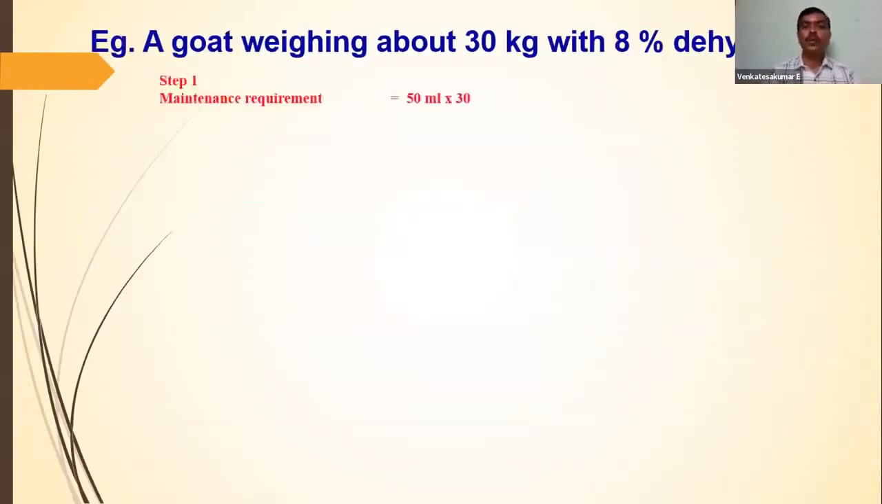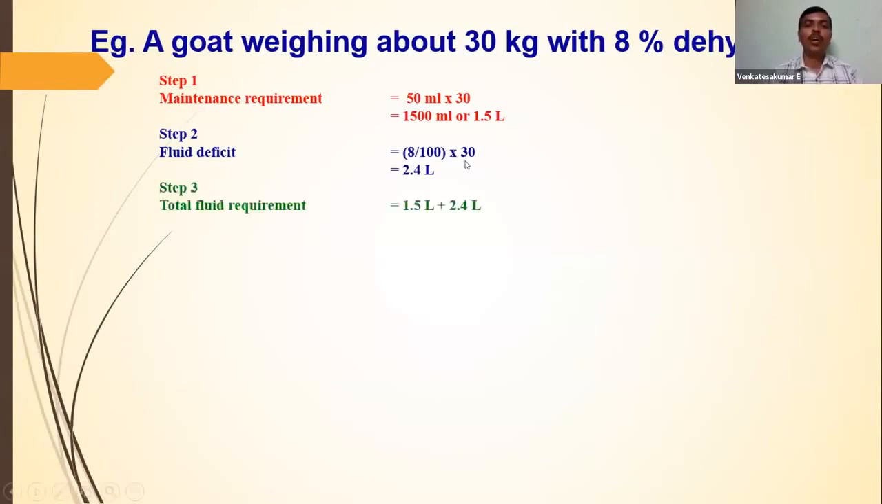Step 1, maintenance requirement for an adult animal. A goat weighing 30 kg has roughly 8% dehydration. Next step is maintenance requirement: 50 ml times 30 gives 1.5 liters. Next, fluid deficit. We know it has 8% dehydration, so 80 ml times 30 gives 2.4 liters as the fluid deficit. Next is total fluid requirement combining both: 1.5 liters plus 2.4 liters accounts for 3.9 liters. So per day, for the 30 kg goat with 8% dehydration, 3.9 liters of water is needed for maintenance and fluid deficit.